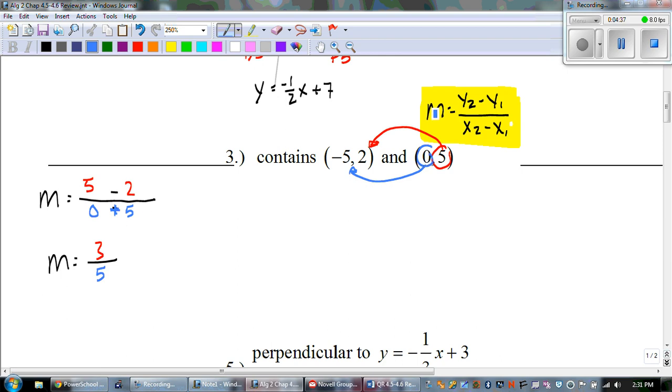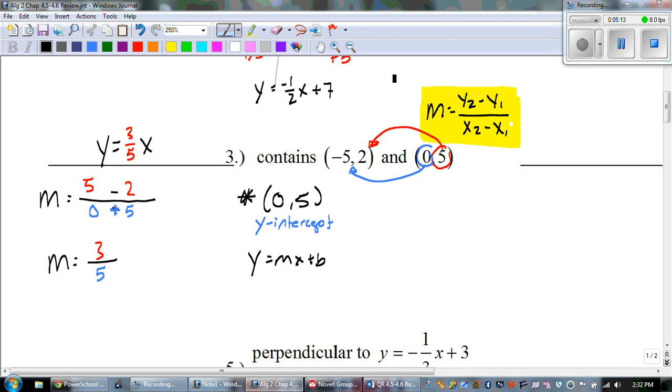Now, we can use any one of those points, but I notice one of these points is special, and that's the point 0, 5. What's special about this point? Yeah, this is the y-intercept, okay? And if we have the y-intercept, I can plug straight into y equals mx plus b, the slope-intercept form. Okay, so our slope was 3/5 x, and then our y-intercept is positive 5. So y equals 3/5 x plus 5.